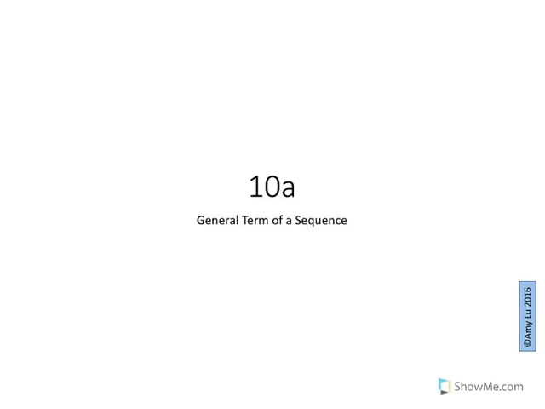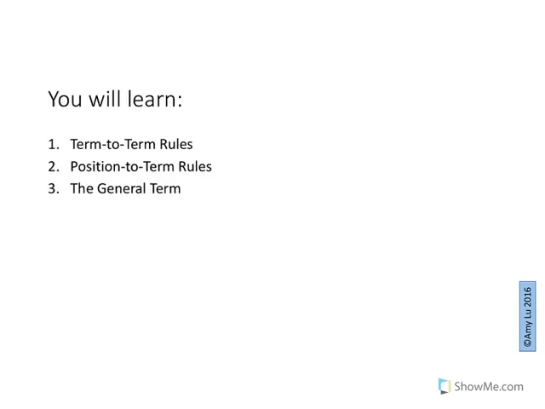This is chapter 10A on the general term of a sequence. In this chapter, we have 3 skills we're learning: term-to-term rules, position-to-term rules, and the general term. In order to get to the general term, the prerequisite is to understand term-to-term and position-to-term.